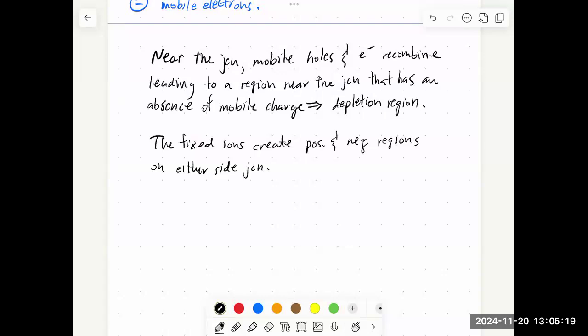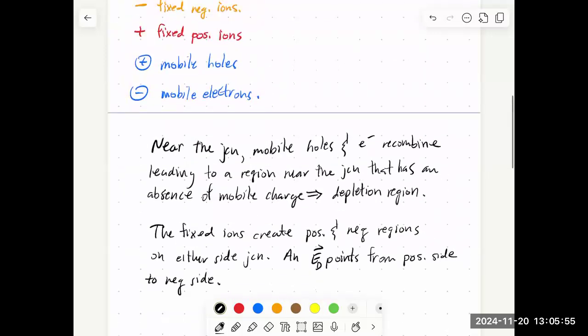And so as a result, we get this electric field that points from the positive fixed region, which is in the N-type, towards the fixed negative region, which is in the P-type side. Okay, so we get an electric field that points from the positive side to the negative side. And I'm going to put my little subscript D there.